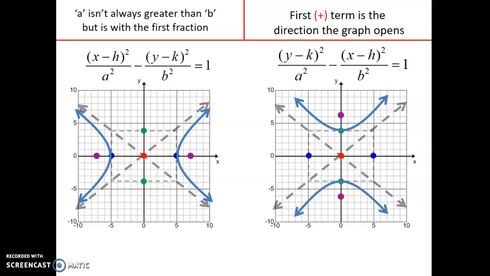The other way to tell which way a hyperbola opens is whatever is first, and positive. So in the first equation on the left, you see the x minus h squared value first, and it's positive. That's the direction the graph's going to go. It's going to go left and right. In the second equation on the right, you have the y minus k value squared first and positive, that means the graph's going to go up and down. Okay, so those are the key pieces you're looking for. Everything else works the same as ellipses do, and we'll show you how that works as we go through this.